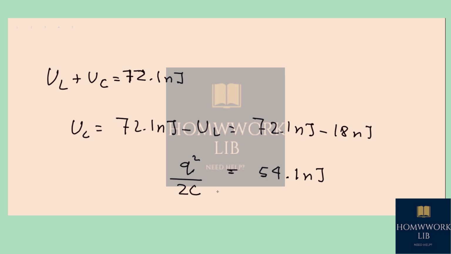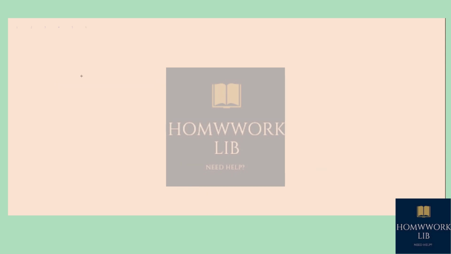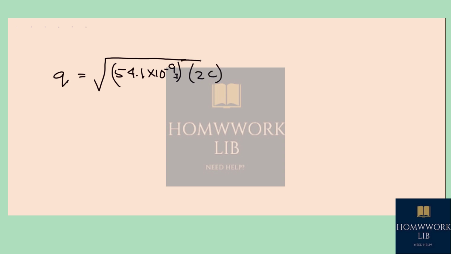From this, we can solve for Q, which is basically the square root of 54.1 times 10 to the power negative 9 joule times twice C, where C here is 250 times 10 to the power negative 6 farad. We can use that number over here, and that will give us Q as 5.2 microcoulomb.